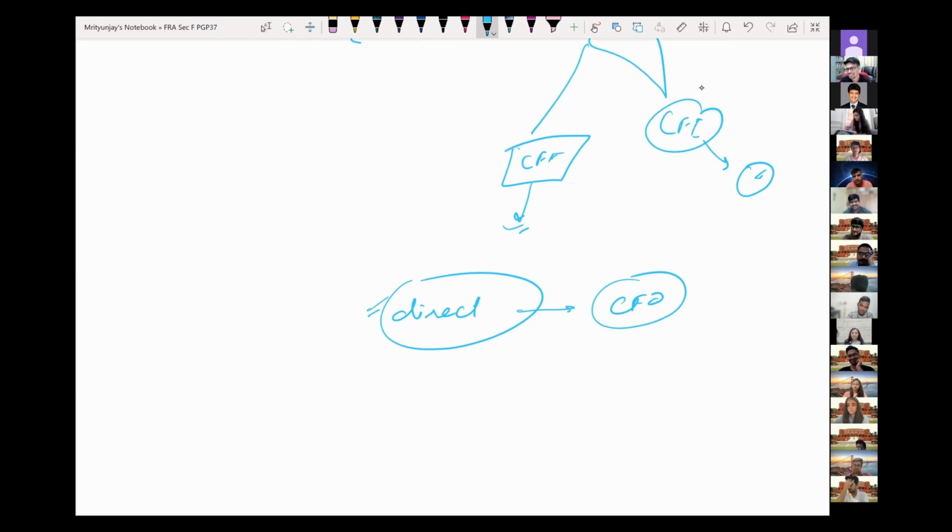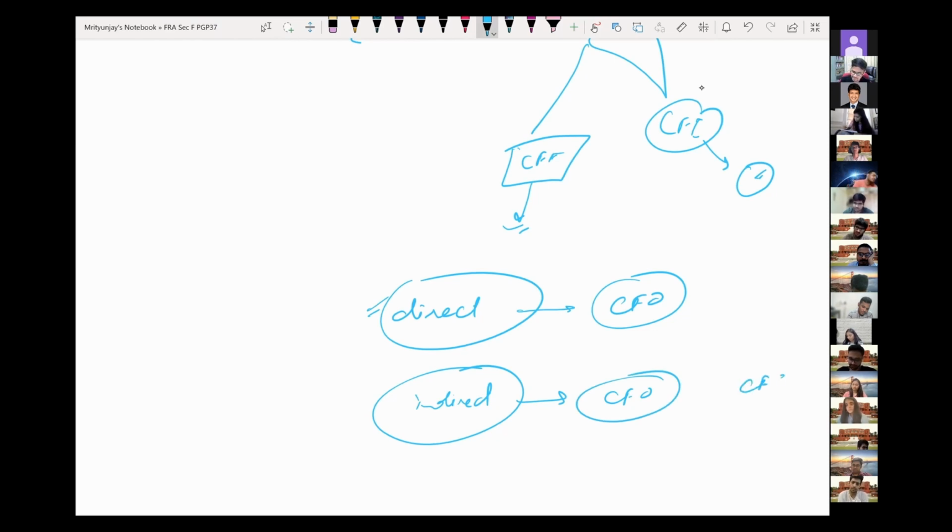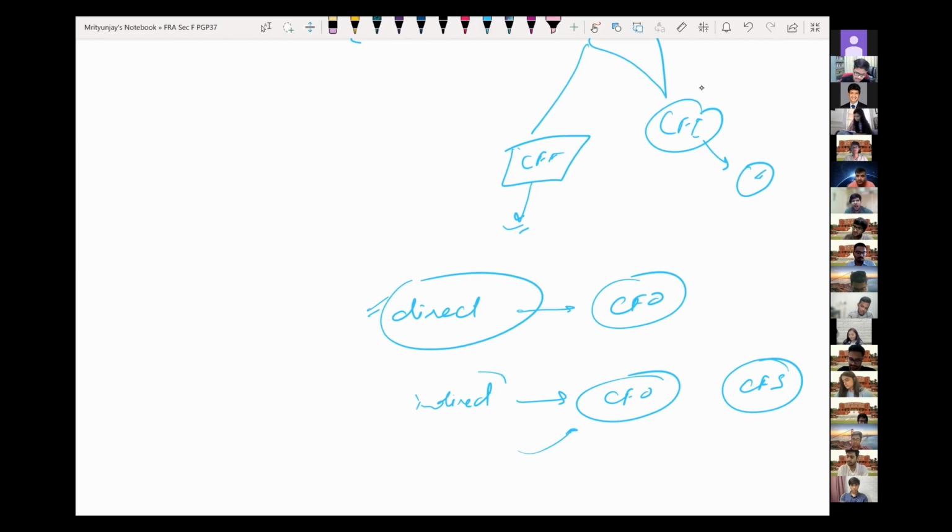This is where the complications in your life start. There is one indirect method to calculate CFO. Basically, when somebody says prepare the cash flow statement in indirect method, the thing differs only for CFO. For CFI, whether you are doing it in direct method or in indirect method, it remains the same. So basically, when we say direct versus indirect, we are talking about how CFO is calculated.